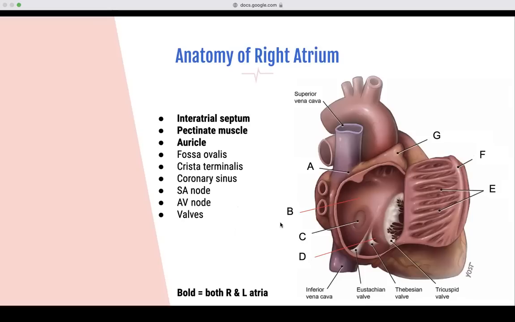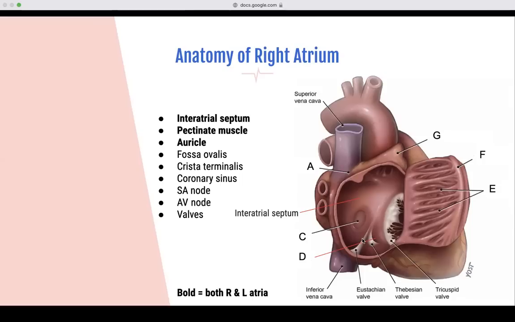Okay, this opening is the one that's covered by the Thebesian valve. This is the opening for the coronary sinus where the right atrium receives venous drainage of the heart. And then here you have a valve for the inferior vena cava. This is something they might ask you about. A good thing to know is that the inferior vena cava and the coronary sinus are the only two vessels in the right atrium that have a valve to prevent regurgitation of the blood.